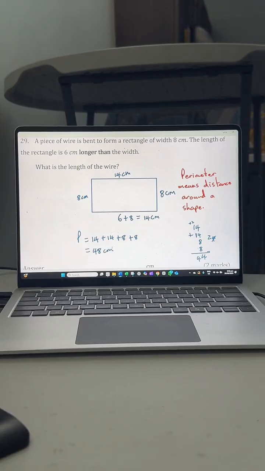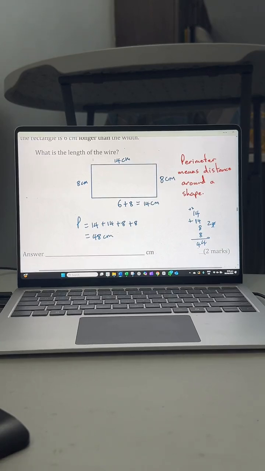Excuse me. Alright, I did a different formula: length plus breadth, multiplied by 2. No problem. Length plus breadth multiplied by 2, no problem. Okay? No problem.